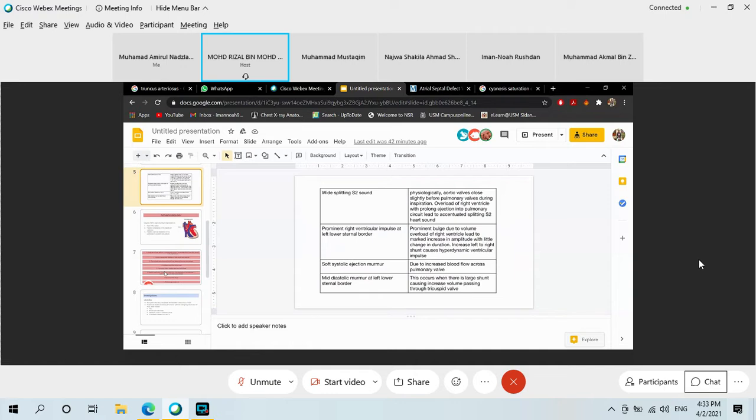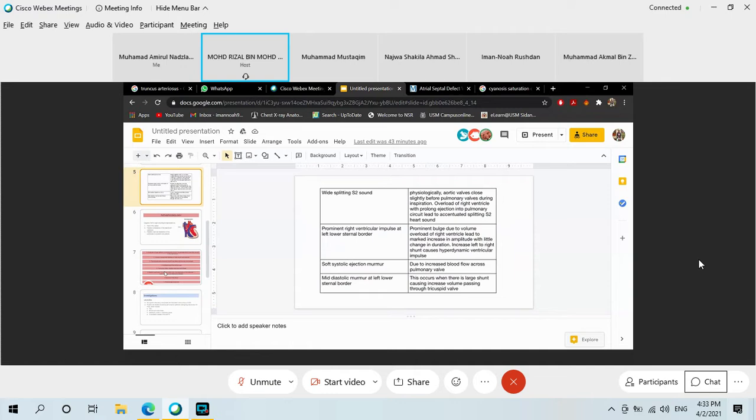Okay. So you mention just now pasal ejection systolic murmur. You sebut just turbulence. Turbulence kat mana tu? You cakap turbulence flow tapi you tak further ni. Turbulence flow kat mana? Ventricle. Turbulent flow di ventricle. So it's wrong.